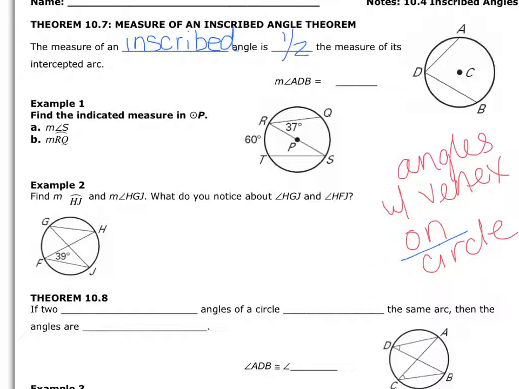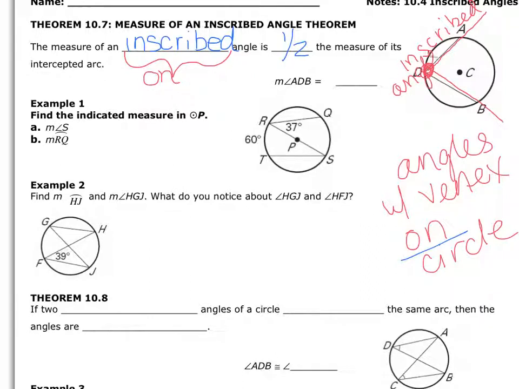Okay, let's break that down. The inscribed angle. The word inscribed means that it's inserted into something. Think about when you have something engraved or inscribed, you're writing on it. That's why the vertex is going to be on the circle. In this case, angle ADB is the inscribed angle because you see that vertex D is right there on the circle. So this is your inscribed angle.